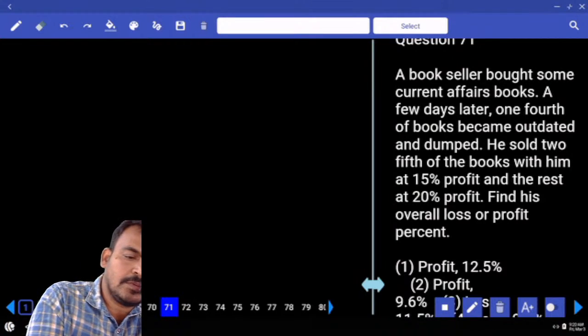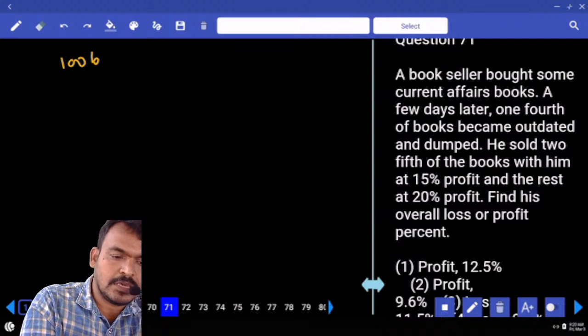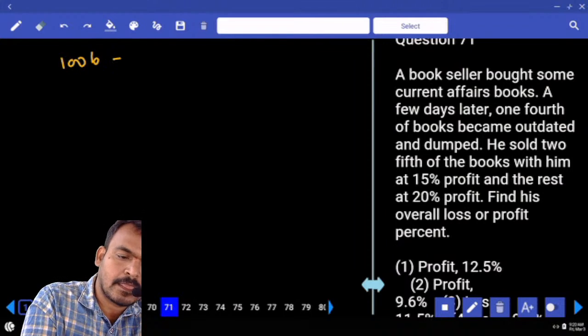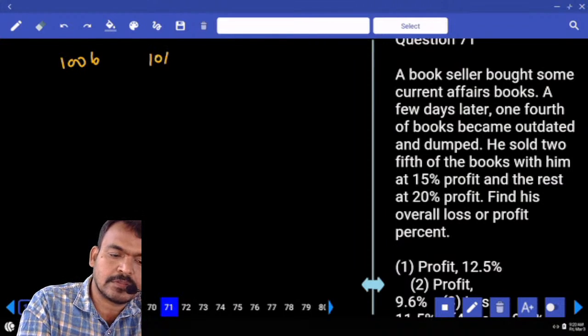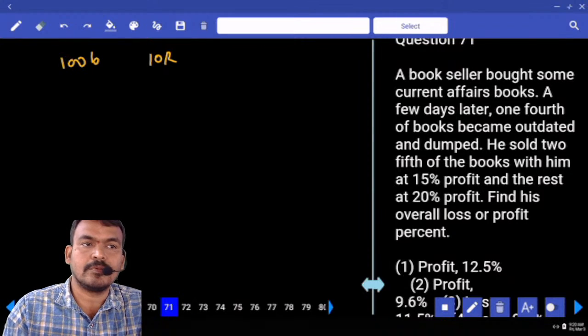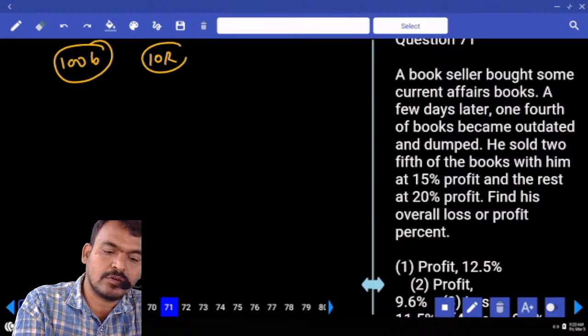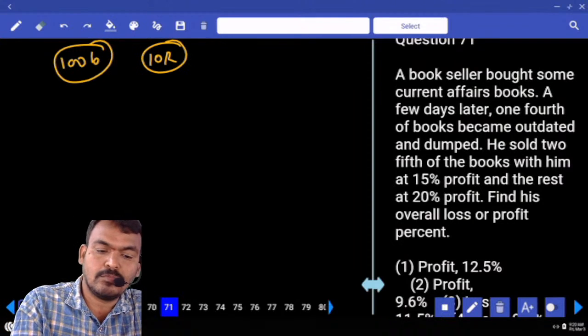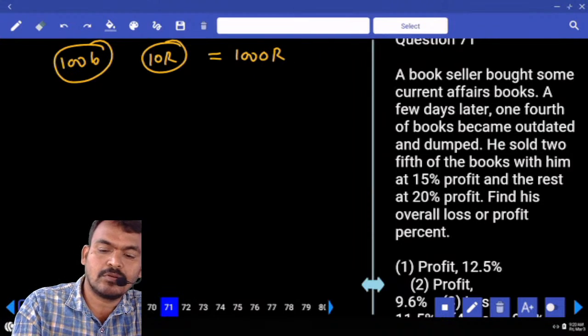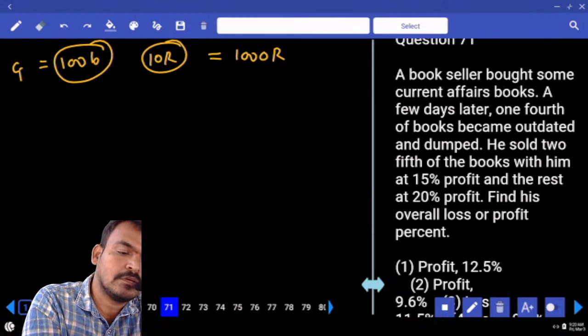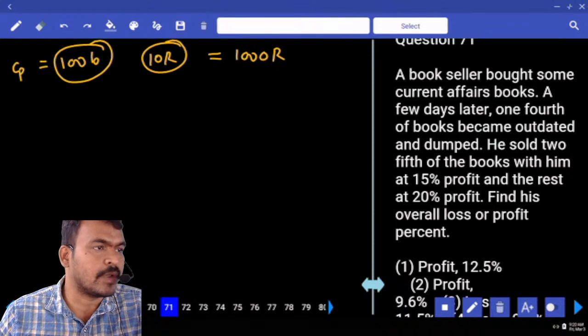Suppose he totally purchased 100 books. Each book is 10 rupees. How many books are purchased? 100 books. Every book is how much? 10 rupees. Total how many rupees? 1000 rupees. That 1000 rupees is the cost price.